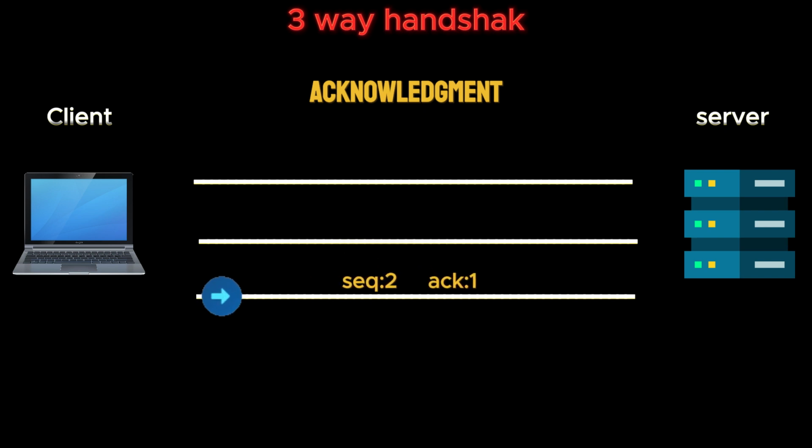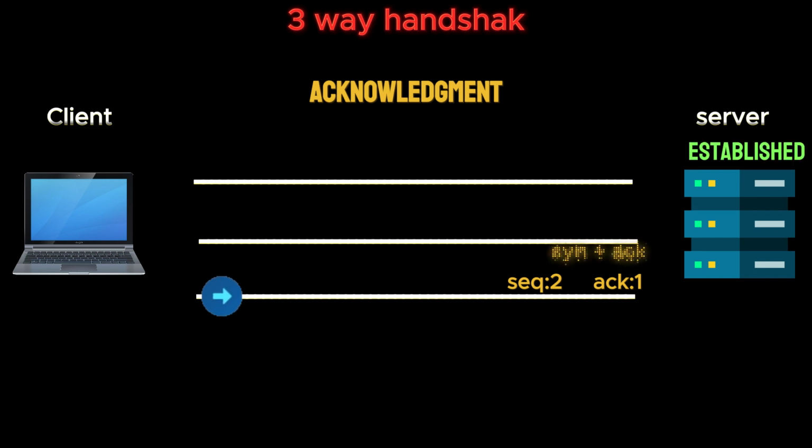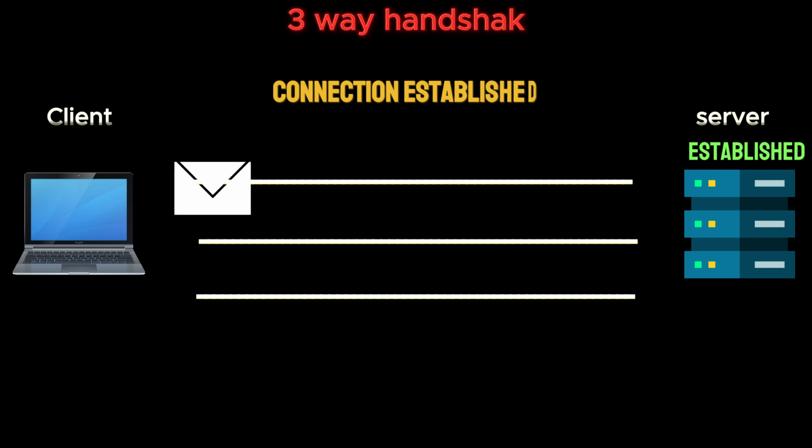The client, upon receiving the synchronization acknowledgement, acknowledges the server's sync by sending a TCP segment with the acknowledgement flag set. This segment includes an acknowledgement number, ACK number, equal to the server's ISN incremented by 1. At this point, the connection is established and both devices can start exchanging data.